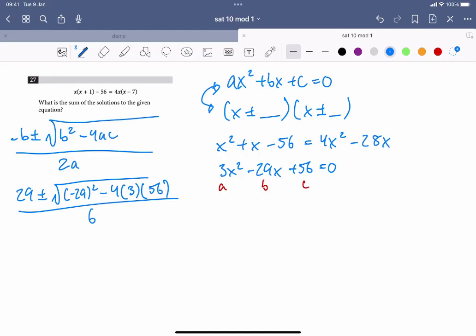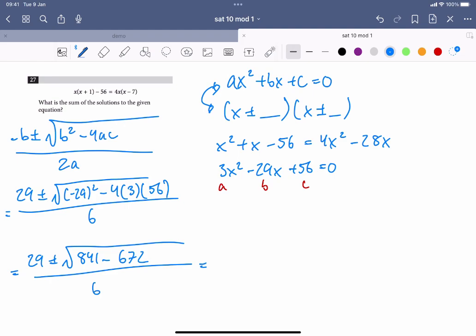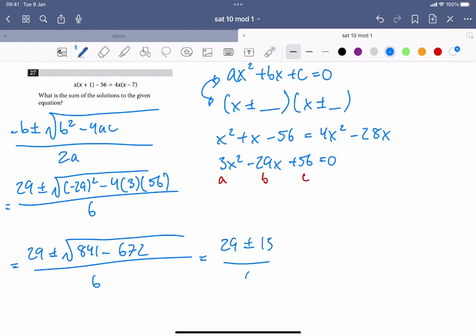I'm going to pull out a calculator real quick for this. Negative 29 squared is 841. So we have 29 plus or minus the square root of 841 minus 4 times 3 times 56, which is 672, all over 6. 841 minus 672 is 169. The square root of that is 13. So we have 29 plus or minus 13 over 6.